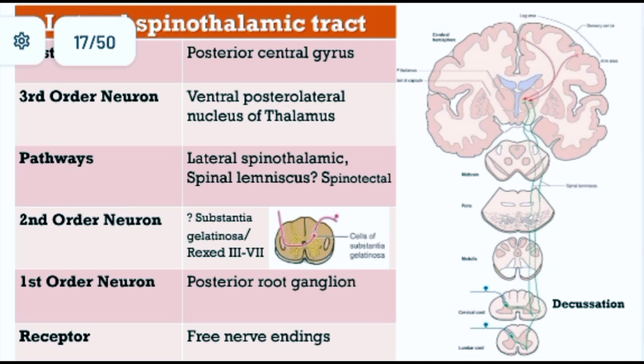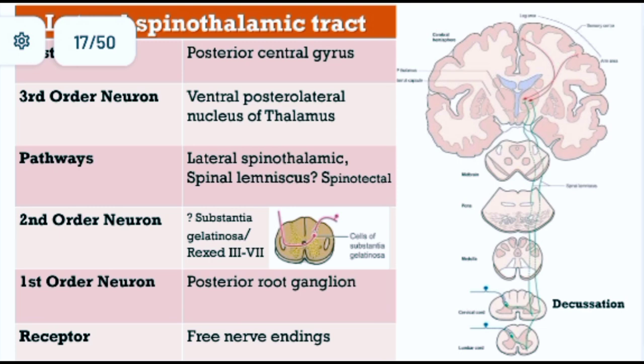So they have different neurons that are going to transmit information. We have the first order neurons, second order neurons, and the third order neurons. We need to know that their receptors are free nerve endings. The free nerve endings are able to detect what? Pain. They act as nociceptors, and they're also able to detect temperature.